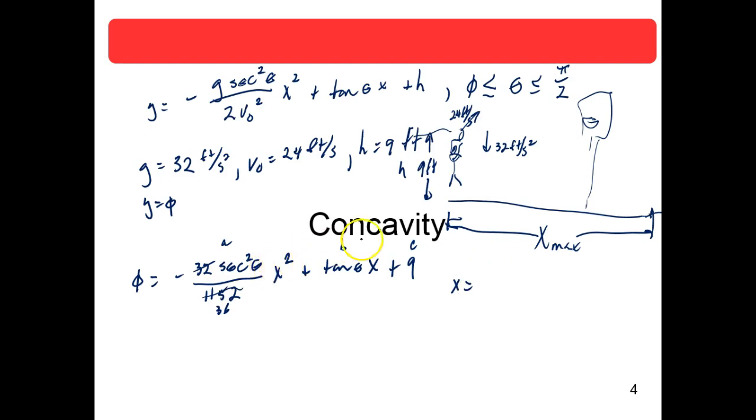Negative b, so that would be a minus tangent theta, plus or minus the square root of, and then the b squared would be tangent squared theta, minus 4 times a. Well, that's a minus, so that becomes a plus, and if you do 4 times this over 36, you lose the 4 and that becomes over 9. So I'm going to go on and take care of that because I have so little room at the end of the board here.